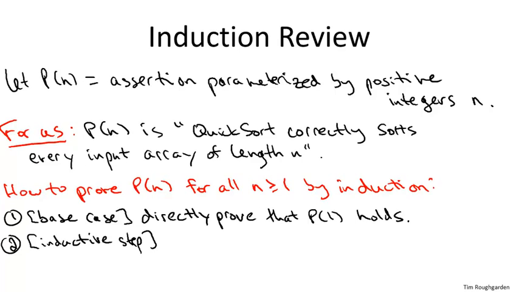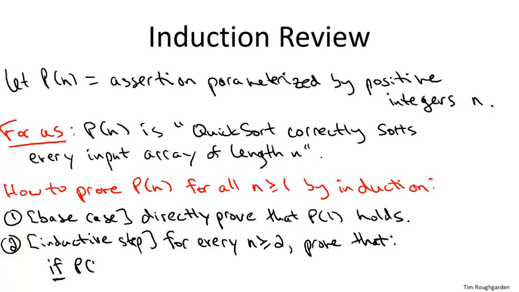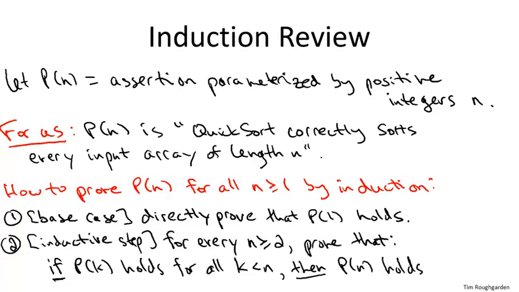And in the inductive step, you look at a value of n not covered by the base case, so a value of n bigger than 1, and you show that if the assertion holds for all smaller values, small integers, then it also holds for the integer n. That is, you show that for every positive integer n that's 2 or greater, you assume that P of k holds for all k strictly less than n, and under that assumption, which is called the inductive hypothesis, you then establish that P of n holds as well.